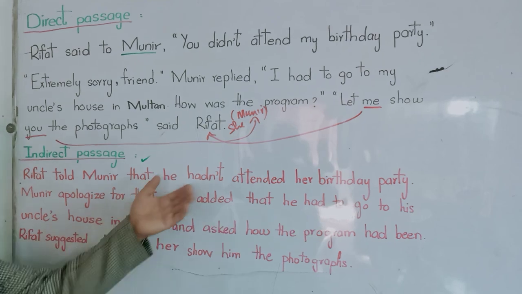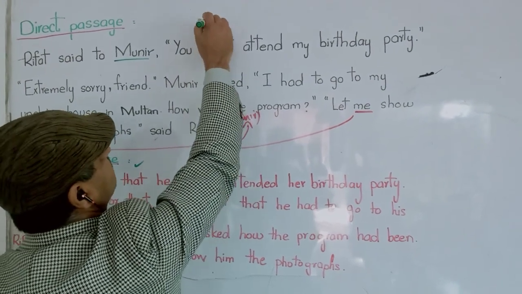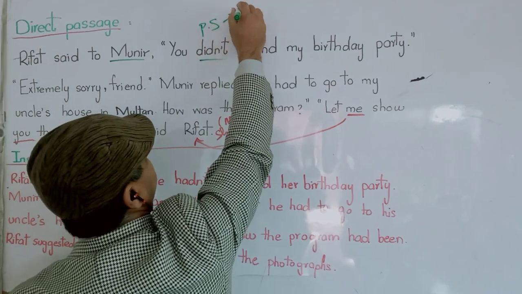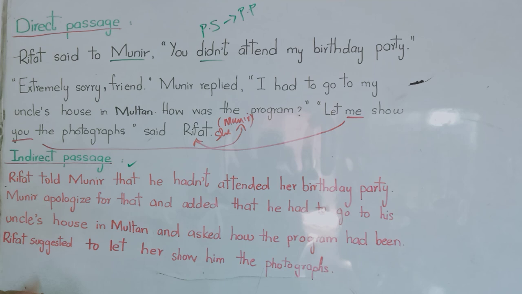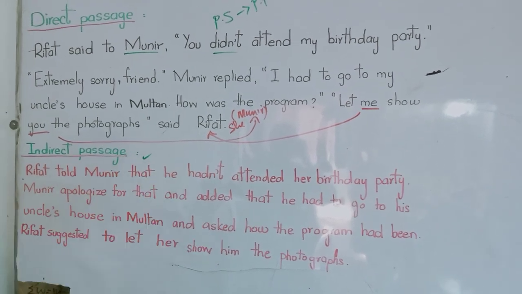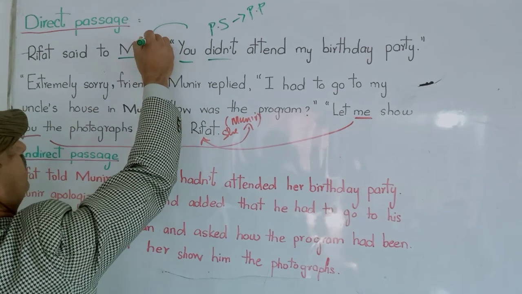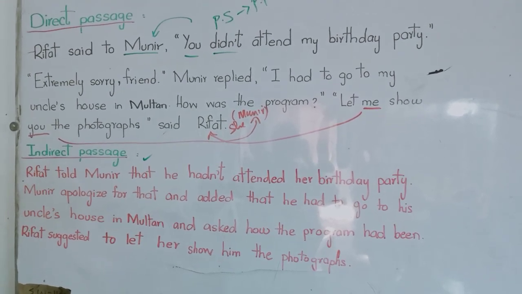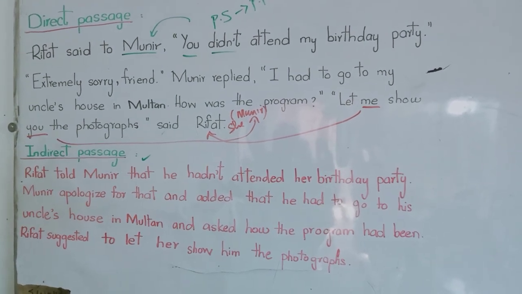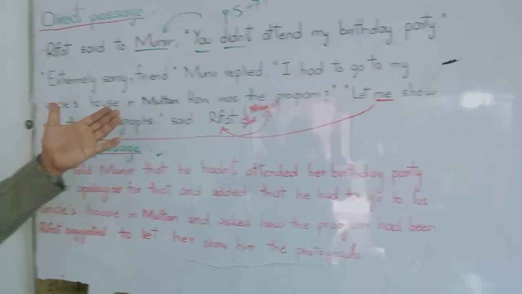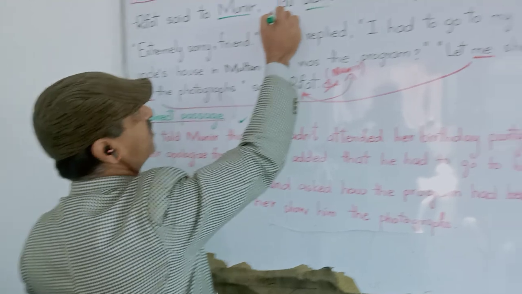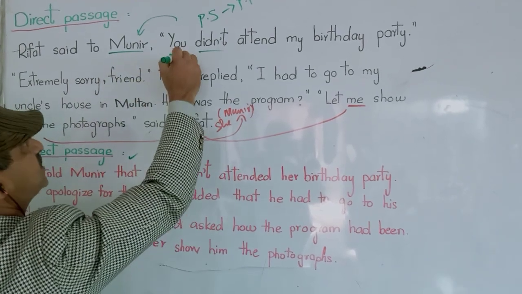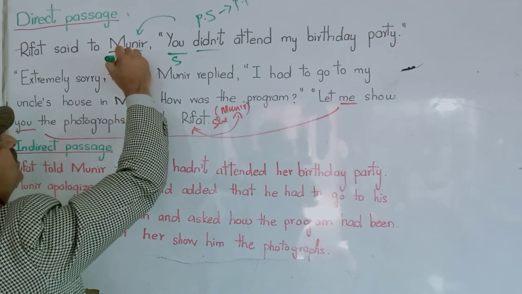"He did not." Past simple will be changed into past perfect. So "Rifat told Munir that he..." "You" will be changed according to the object of the reporting speech. Why? Because "you" is the second person, and second person pronouns change according to the object of the reporting speech. That's the reason it will be changed, as it is a subjective case. So Munir means he.